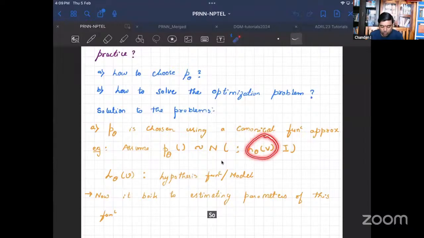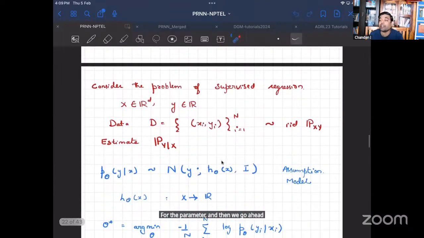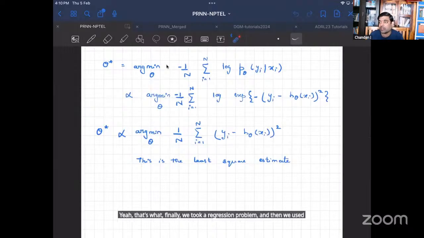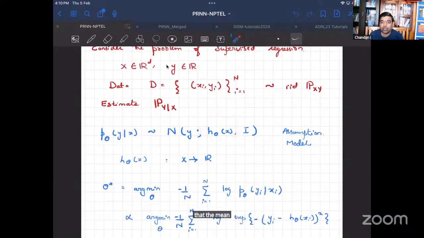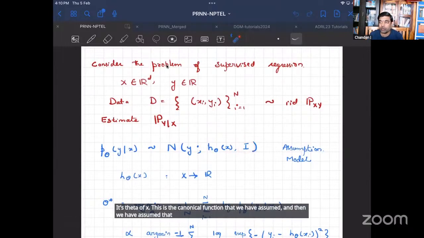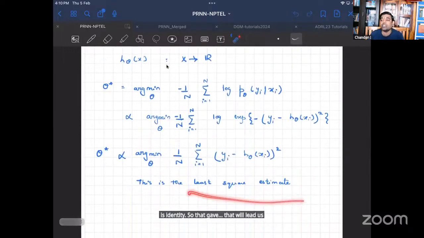We assume a parametric form, a canonical function for the parameter, and then we go ahead. This gave rise to different models that we see in practice. We took a regression problem and assumed the data is from a Gaussian distribution, with the mean being h theta of x, the canonical function we have assumed, and the covariance matrix being identity. That will lead us to the least square estimate.